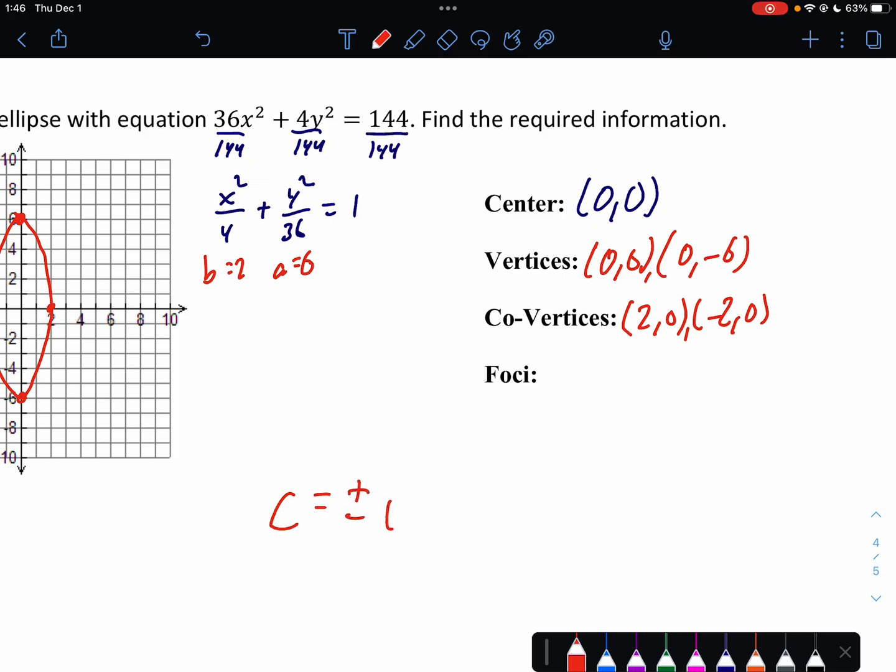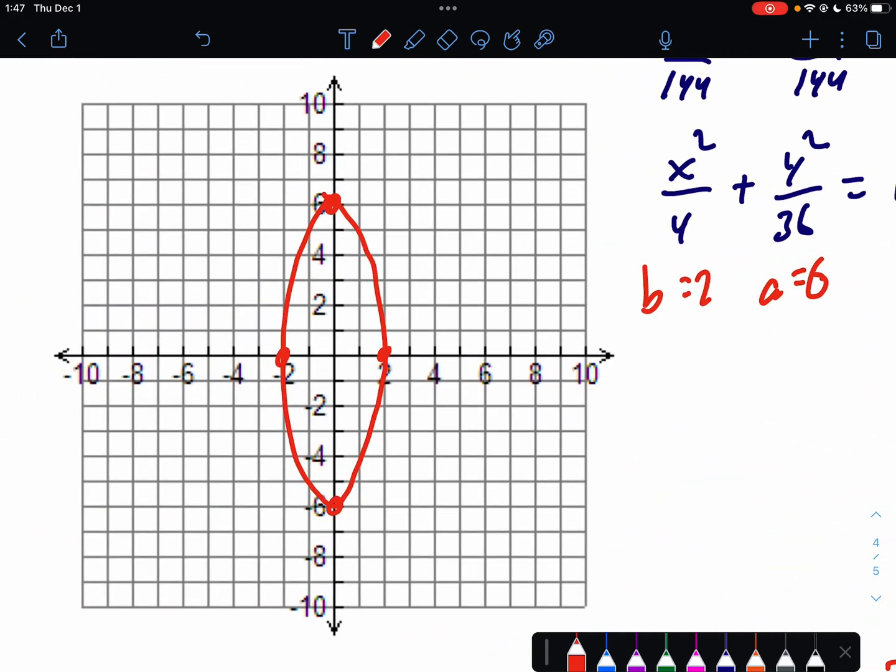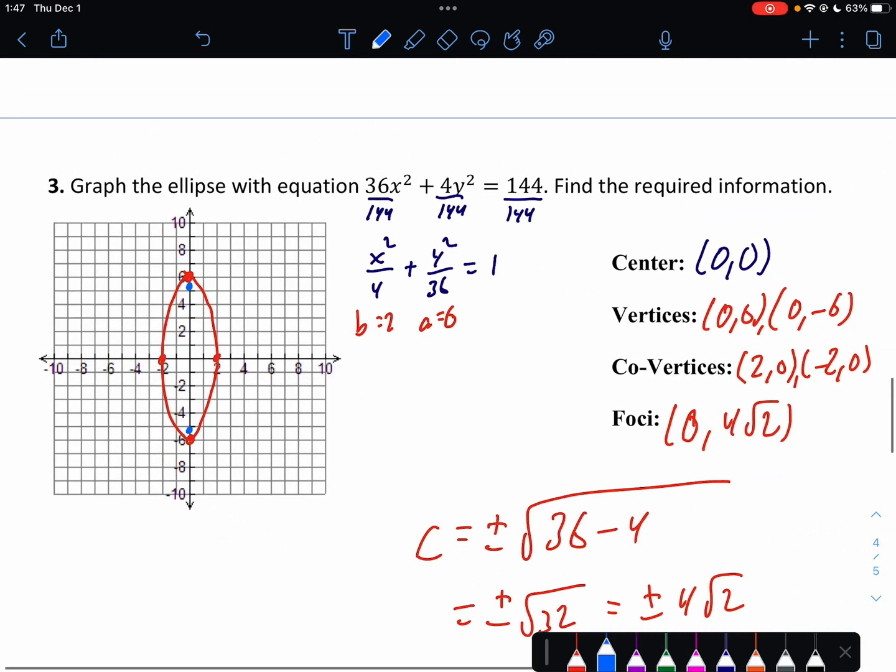C value is going to be plus or minus the square root of 36 minus 4, plus or minus root 32, plus or minus 4 root 2. So we're going to move up and down 4 root 2 from the center. So 0, 4 root 2. Root 32 is a little bit less than 6, so our foci should be just under 6. And there we have it.